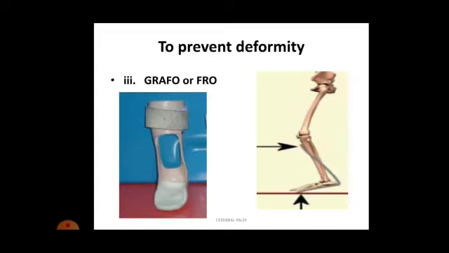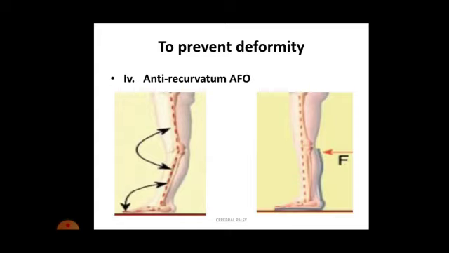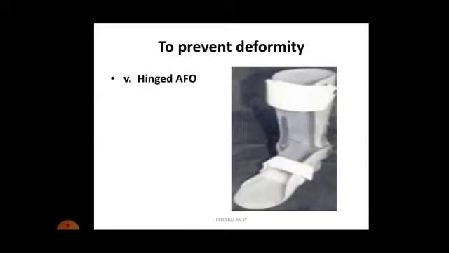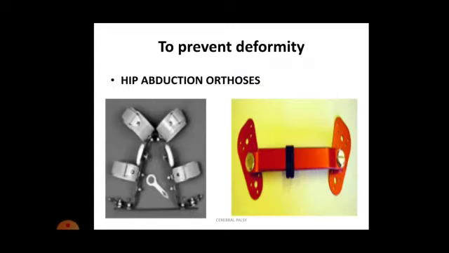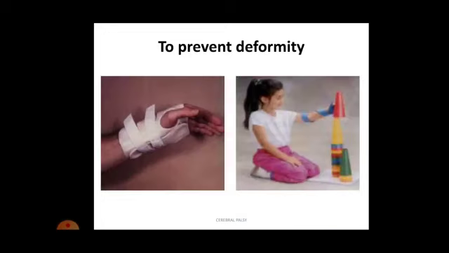Then this is the ground reaction force AFO. Clear? This is for anti-recurvatum, so that will prevent this hyperextension of the knee. This is hinge AFO, so that will provide movement at the ankle joint. This is hip abduction orthosis, so that will maintain the hips in abduction, to prevent adductor contracture. This is for the upper limb, so if you have wrist flexor spasticity, by giving this splint, okay, you can prevent this contracture of the wrist flexors.